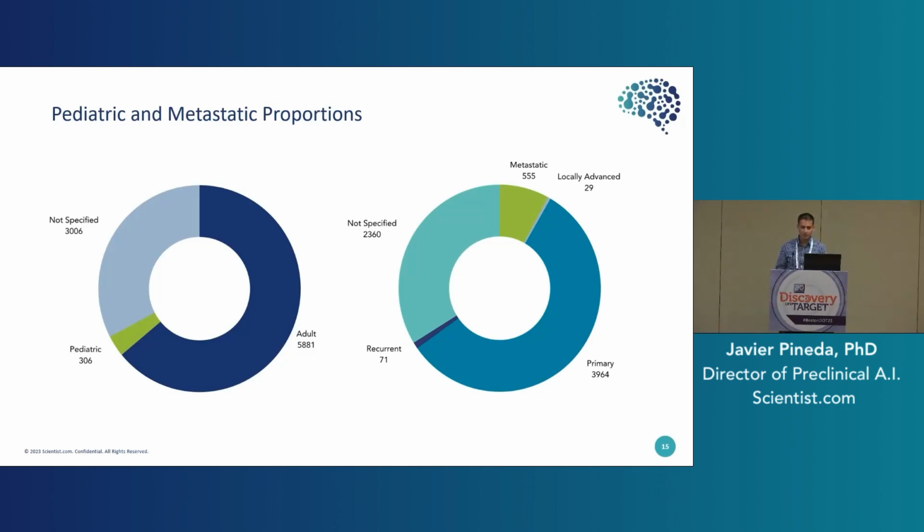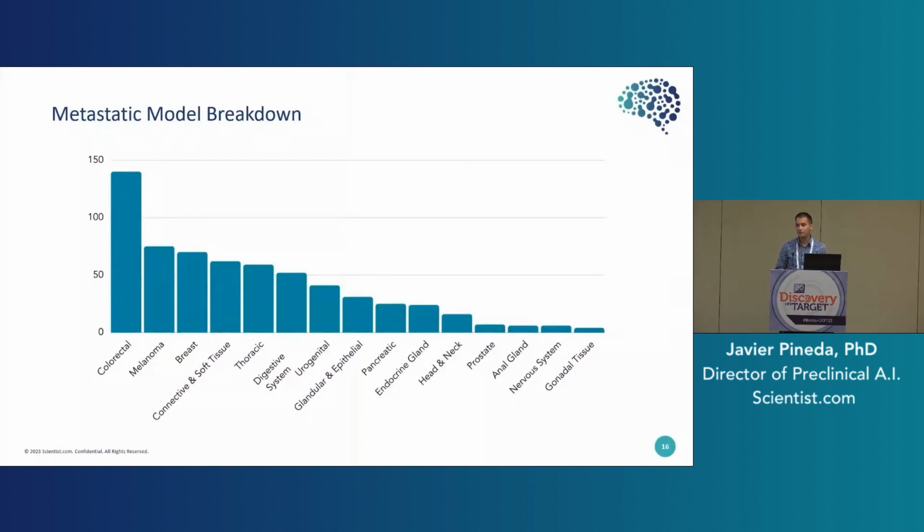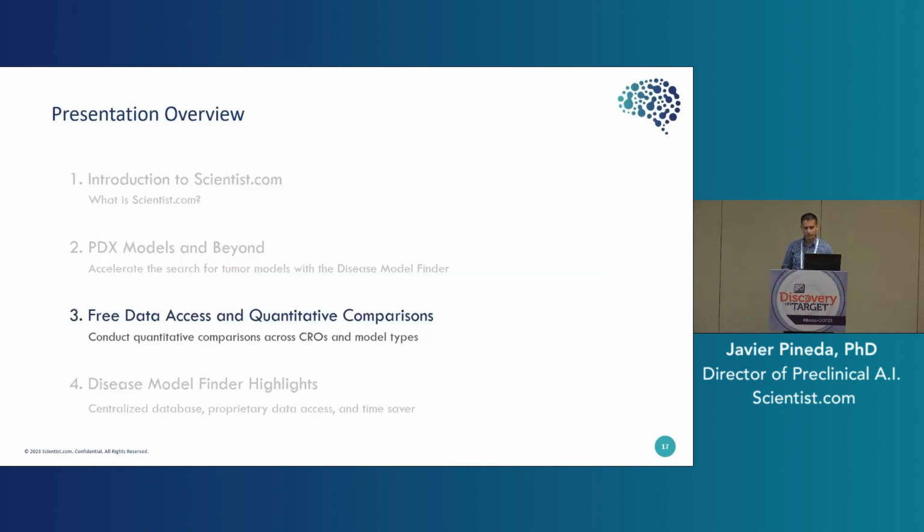And if we zoom in a little more in terms of the breakdown of those metastatic models, we'll find that predominantly we have a lot in the colorectal, skin cancer, breast cancer, and as well as lower and lower as we go down the rankings here. All right. So that's just to give that brief little synopsis of what you'll find in the database.